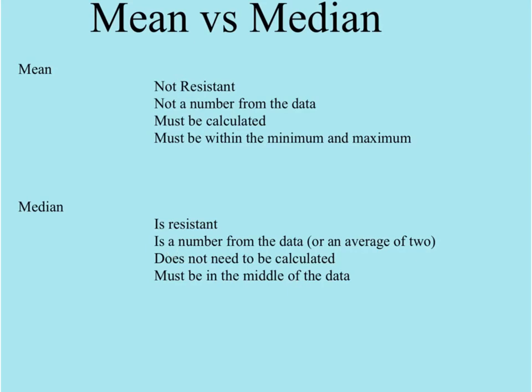So the mean we do calculate. The median we don't. The median really does need to be in the middle of the data. It's the center number. The only thing we know about the mean's range is it's somewhere between the minimum and maximum. Depending on an outlier, the mean could be pulled very, very high and have very few numbers above it or below it. And again, that's another reason we say it's not resistant.